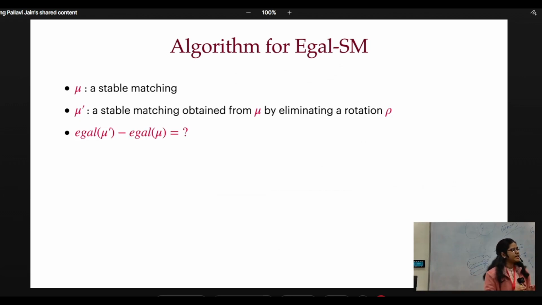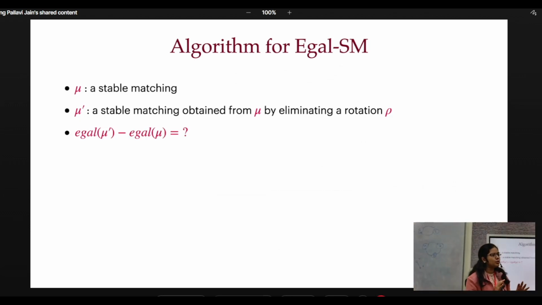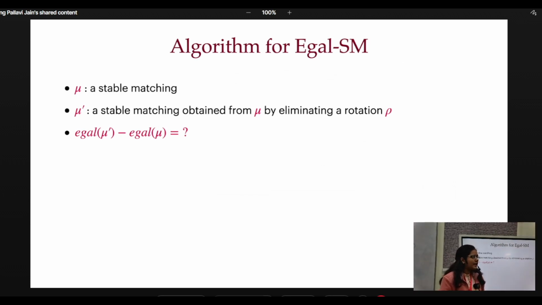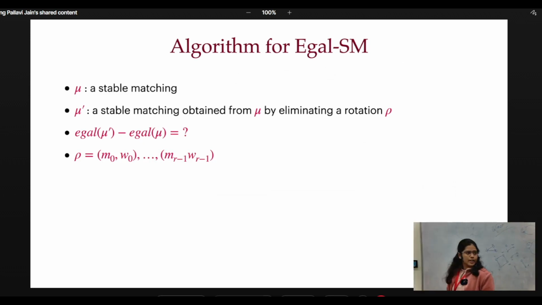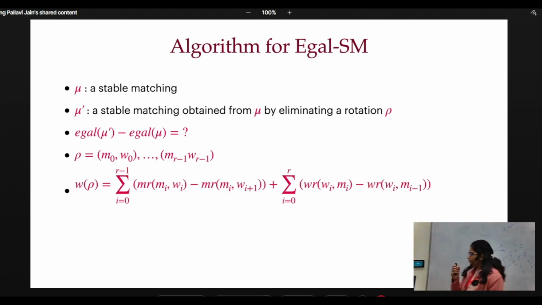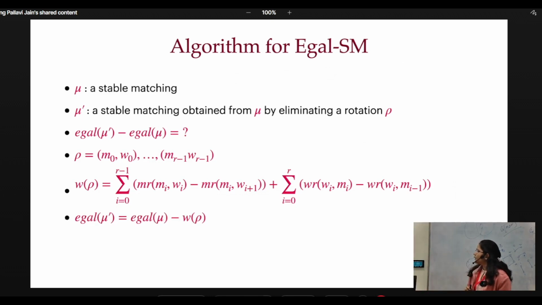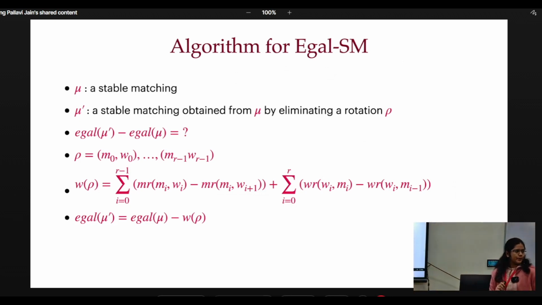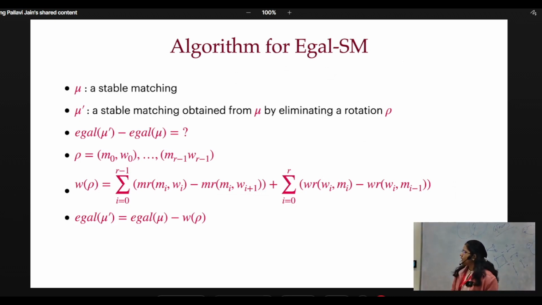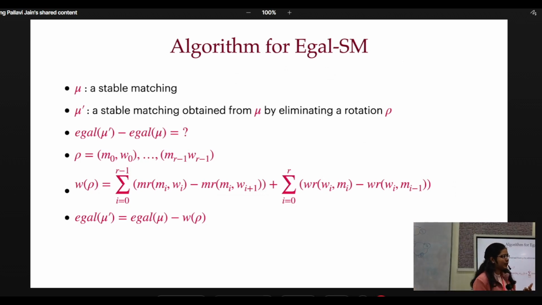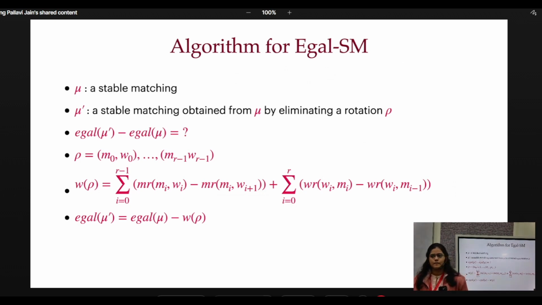Now, let us understand what is the difference between the egalitarian cost of these two matchings. Is it that I need to find the egalitarian cost of mu prime from scratch, or could I do something better? So, let us say this is a rotation and this is the weight of the rotation. I will explain in a minute why we are talking about this. If you notice the weight of rho, what does the first summation term denote basically? What does it compute? Tell me. After rotation, what is it telling me? Yes?